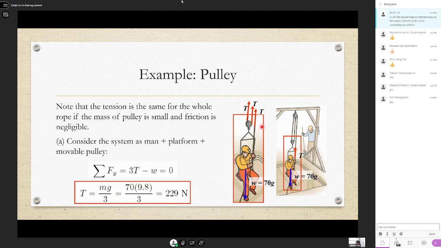So now you can go and take summation of forces. Consider the system as man plus platform plus movable pulley. If you take summation of forces in the y direction, you will get 3T, because there's 3T pointing upwards, minus w, because w is pointing downwards. That is our F. Then the other side will be 0, because we assume acceleration is 0. So from here, you can solve for T, which is 229 newtons.